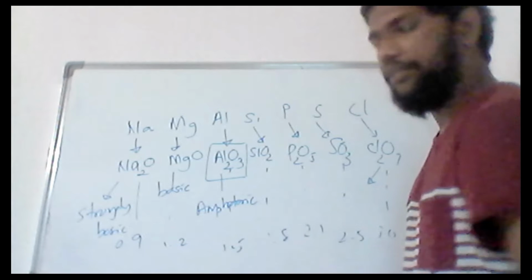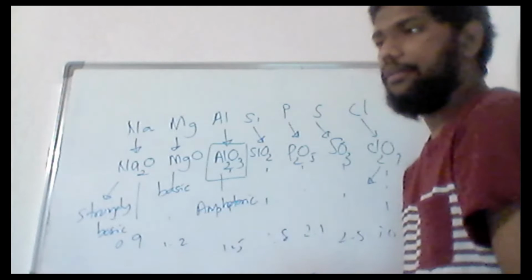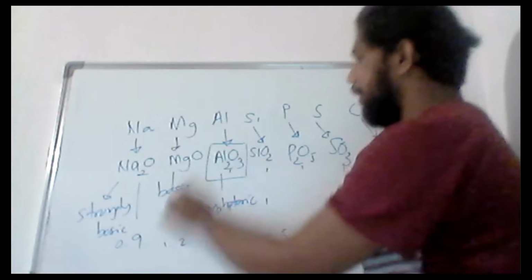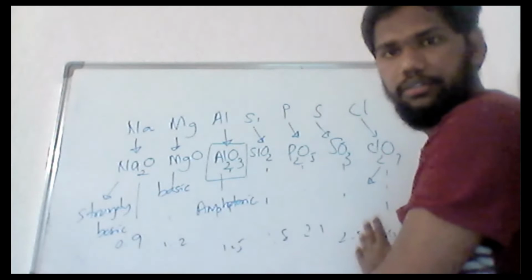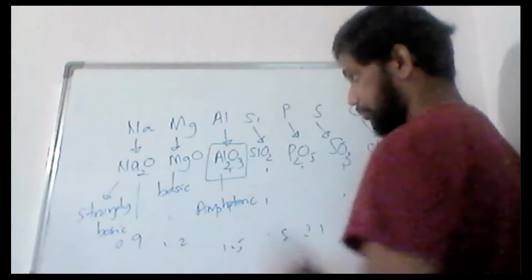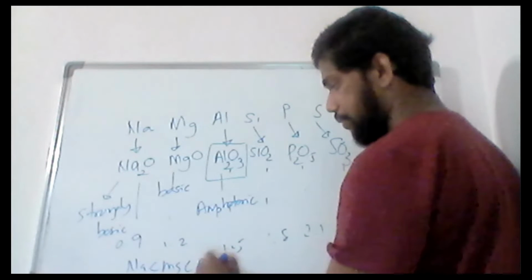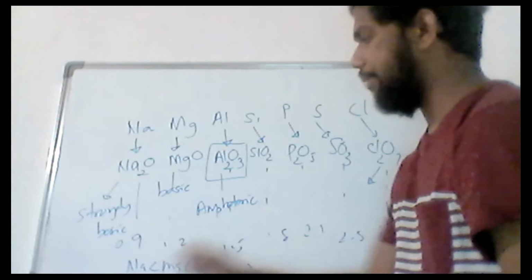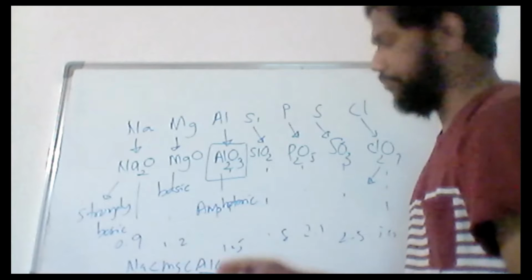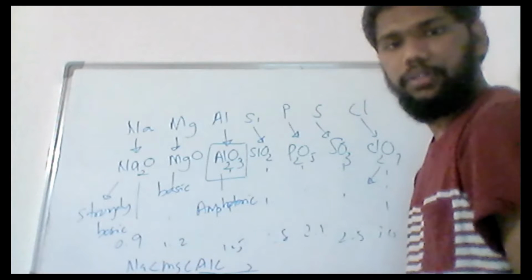You don't need to know the values, but in general, the trend is that it increases. So you can either write down that the electronegativity increases from left to right, or you can write it using inequality signs, okay? Towards this direction, it increases. Sodium is less than magnesium, magnesium is less than aluminium, aluminium is less than the next one, silicon. So you can write it like this, okay?